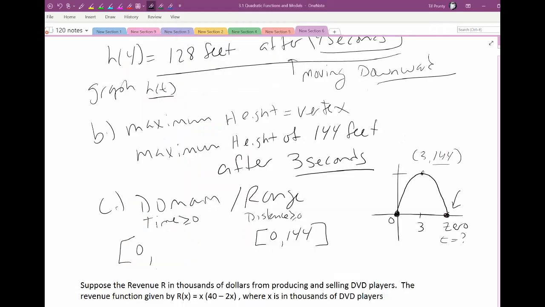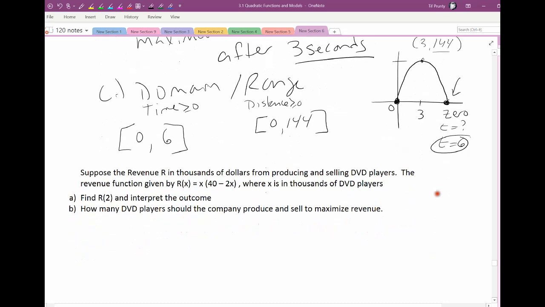Alright, so it's at 6. The flight of the golf ball is 6 seconds long. So it takes 6 seconds to be hit, to peak, and come back down to the earth. So the flight of the golf ball is 6 seconds. So the domain is 0 to 6, the entire time the ball was in the air. Alright, the last one.